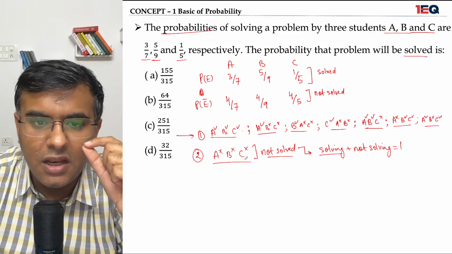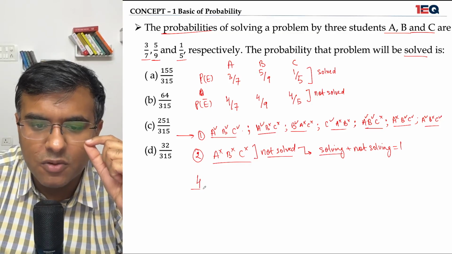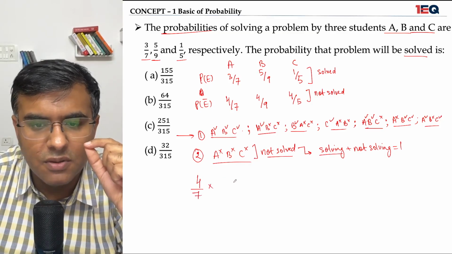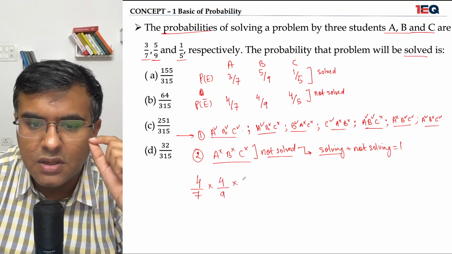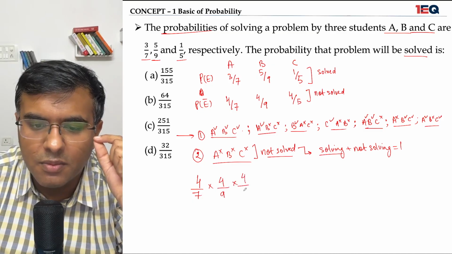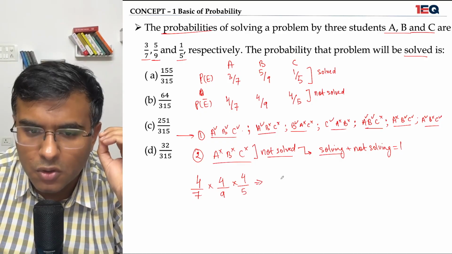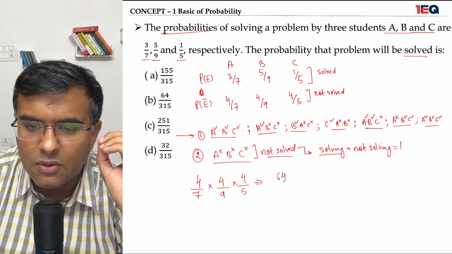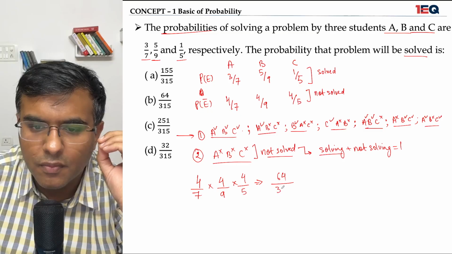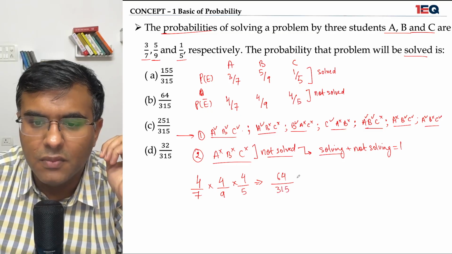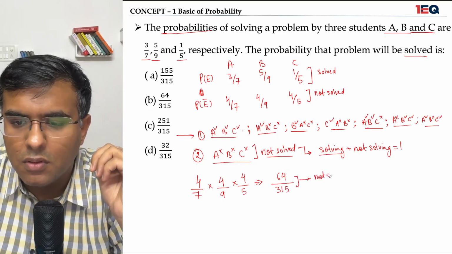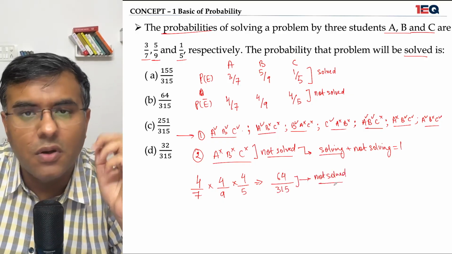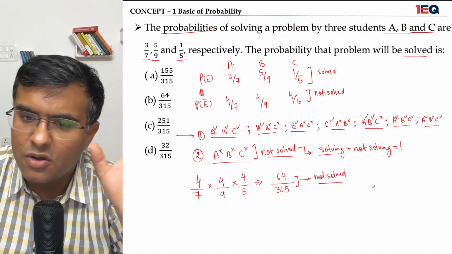For A not solving the problem, the probability is 4 by 7. Similarly, for B not solving the problem, the probability is 4 by 9. And similarly, for C not solving the problem, the probability is 4 by 5. When I multiply all of them together, my answer comes out to be 45 upon 315. This is the possibility that the problem is not solved. The problem has not been solved.